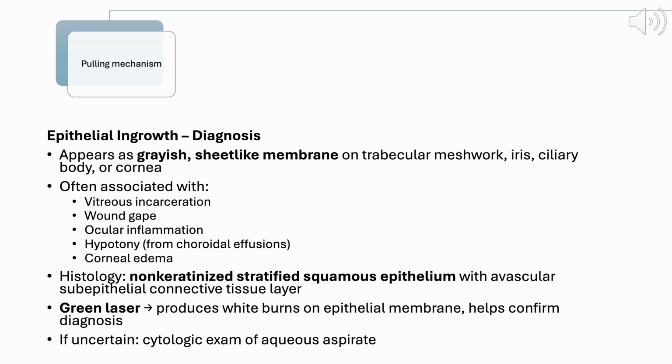Epithelial ingrowth is diagnosed clinically by the presence of a grayish, sheet-like membrane that may extend over the trabecular meshwork, iris, ciliary body, or cornea. It is often associated with wound-related complications, such as vitreous incarceration or wound gape, and may also present with ocular inflammation, hypotony from choroidal effusions, and corneal edema.